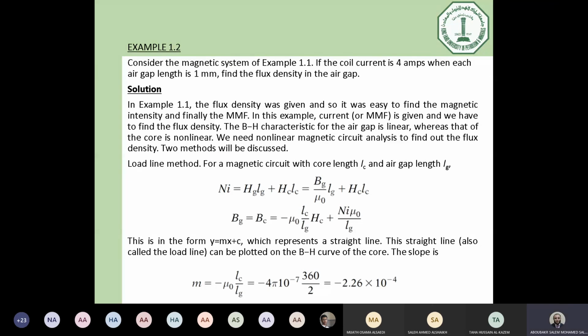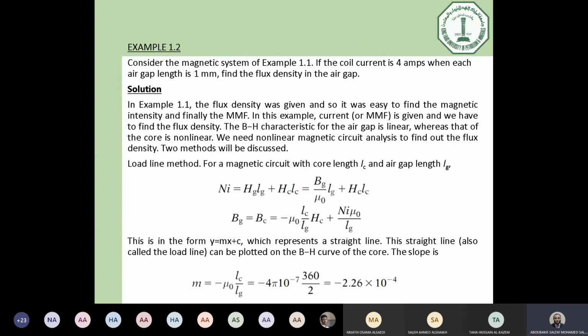The next example: consider the magnetic system of the previous example. If the coil current is 4 amps, when each air gap length is 1 millimeter, find the flux density in the air gap. So it is the same, but now he starts asking for another parameter. However, we need a special way to solve this part, I believe, because B is not given.